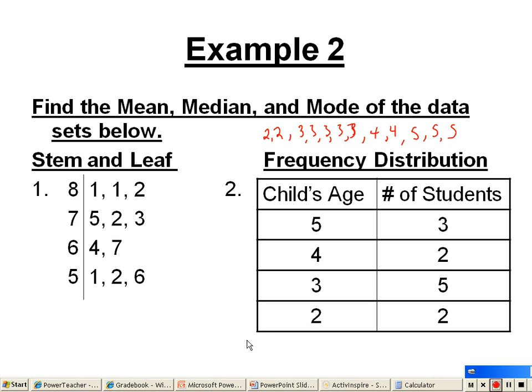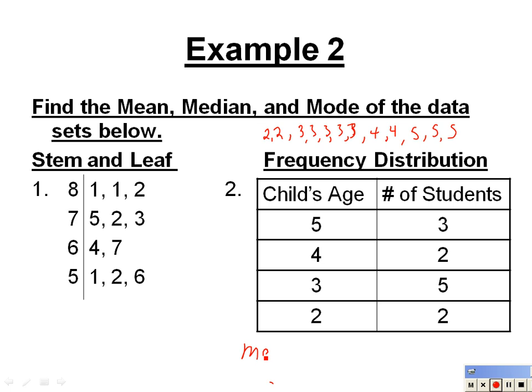Well, for the mean, if I add together all those scores that I wrote at the top up there, I get 42. There's a total of 12 ages there. So if I divide the sum of those numbers by 12, I'm getting about 3.5 for my mean. Now the median, once again, we're going to calculate that in a similar fashion.